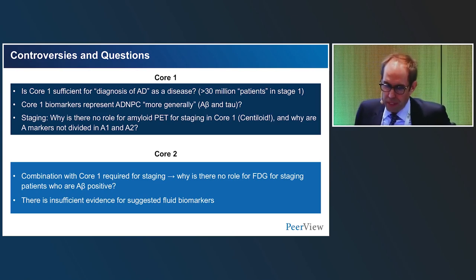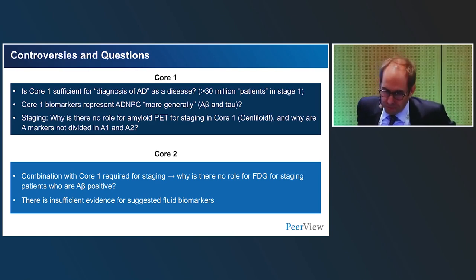They also claim that core 1 biomarkers are interchangeable, and I do not quite agree. I do not believe that the aggregated amyloid beta that we measure with amyloid PET is the same as what we see in the CSF or in the plasma. They may reflect the same pathology, but not the same stages. And there again, I wonder why amyloid PET is not considered also as a tool for staging in core 1. We have the centiloid scale that is not mentioned, and they divide the T markers in T1 and T2, but they do not for the A1 and the A2. This is also maybe something that needs to be considered for the future.